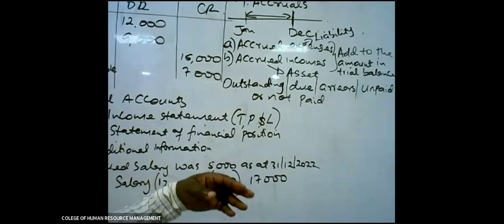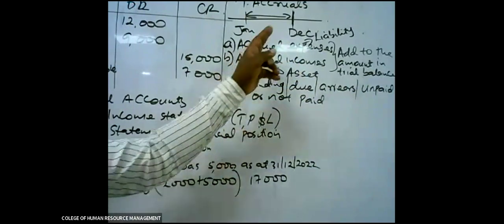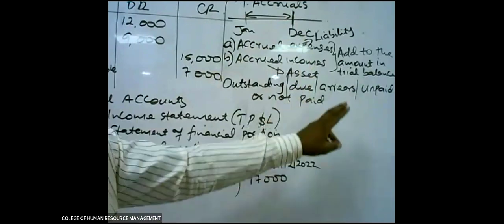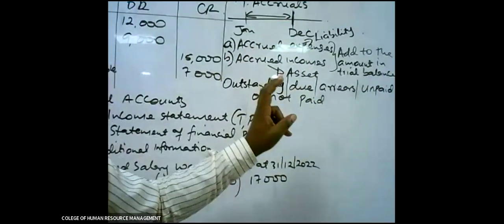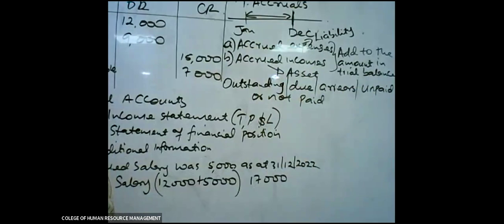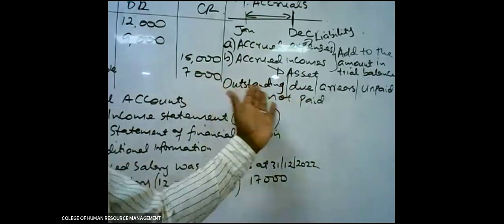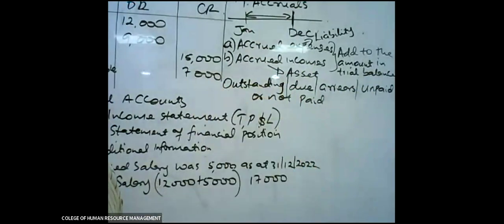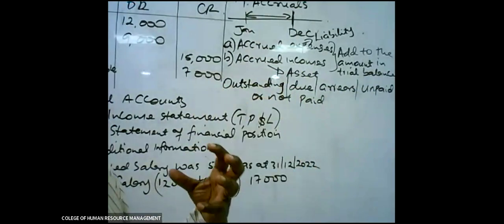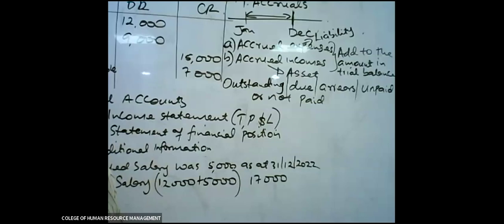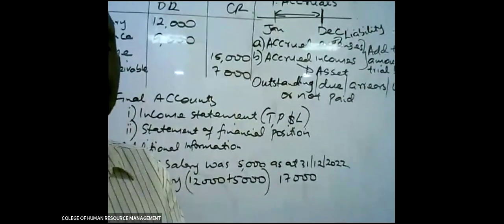So we can talk about outstanding expense, accrued expense, expense due, expense in arrears, unpaid expense, expense not paid. They mean the same thing. So regardless of the term the question will use, just understand that they are all accruals. So don't be at a point whereby you say that Mwalimu never talked about outstanding. No. Outstanding, due, arrears, unpaid, not paid are all synonyms for accruals. Well, I think that is good enough.